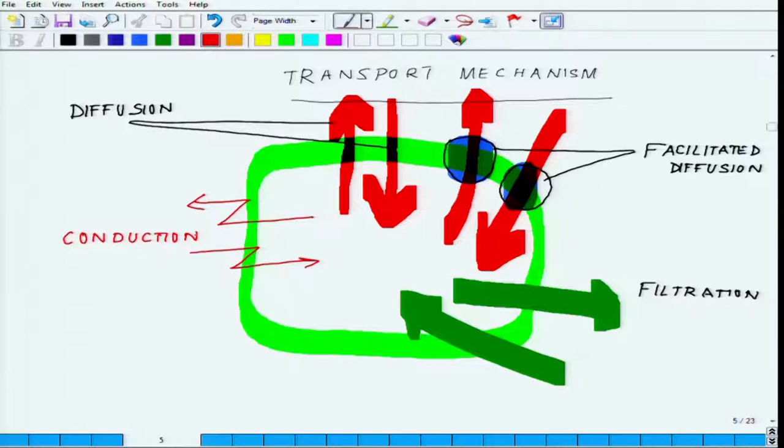Conduction phenomena, okay. And then you have an energy driven process, which is totally regulated by the availability of energy, that is called active transport. So, this is in the most brief manner how all the different transport phenomena could be described.